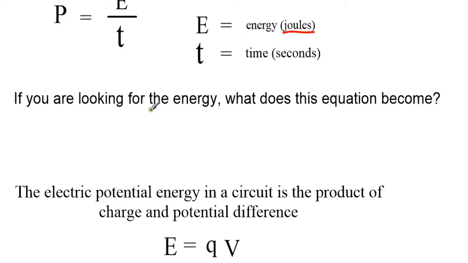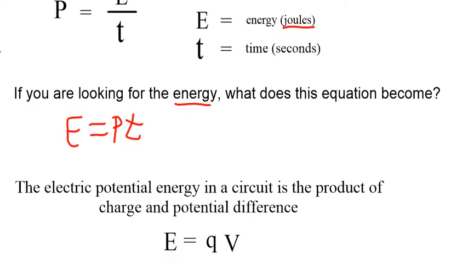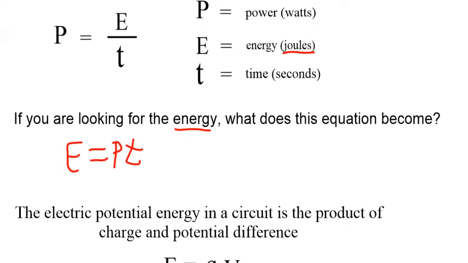Now, if we're looking for the energy, what does this equation become? So we're looking for the E, so we need to isolate the E. So our equation becomes E is equal to the power times the time. And there you go. You want to be able to manipulate your equations and move them around. A lot of these equations are simple 3, maybe 4 variable equations.